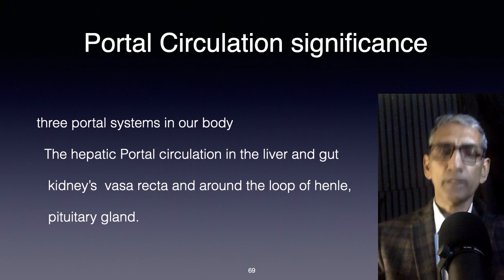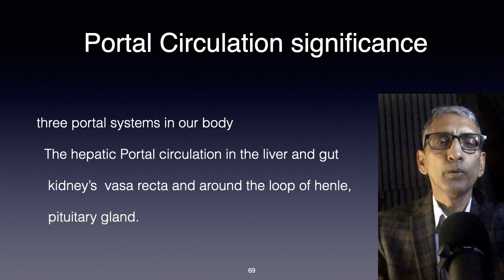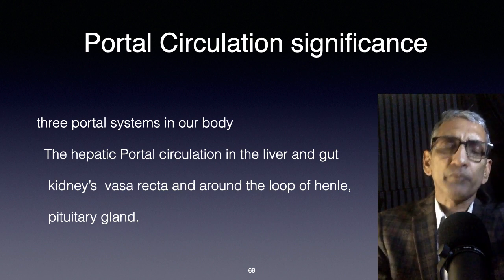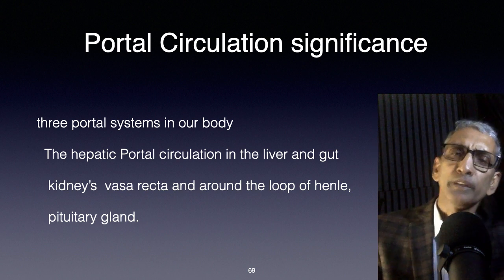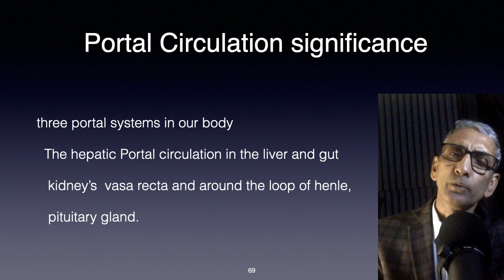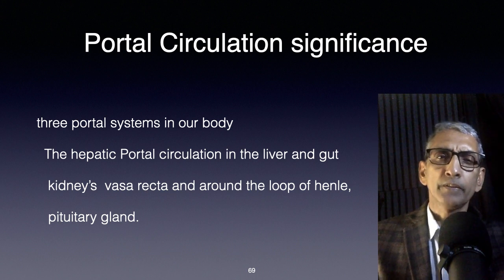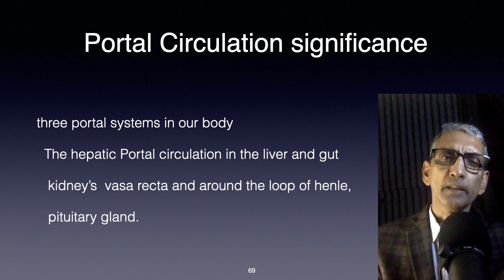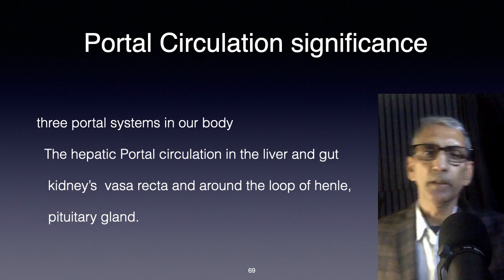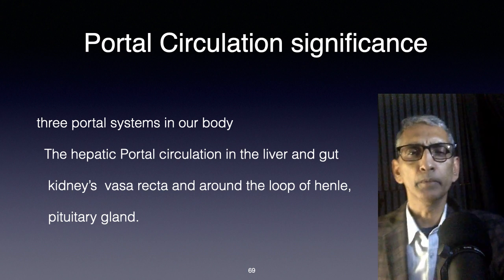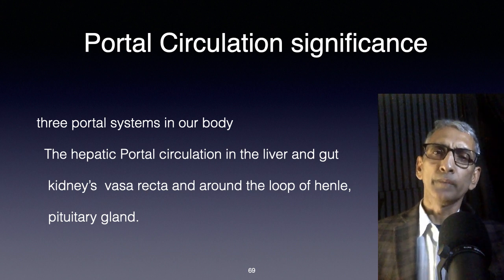Hello friends, welcome back. We will talk a little bit about the portal circulation and its significance. There are three portal systems in our body. The hepatic portal circulation, which is present in the gastrointestinal tract and the liver; the second one is present in the kidney area, around the kidneys, loop of Henle and the vasa recta; and the third one is present in the brain, around the pituitary gland.